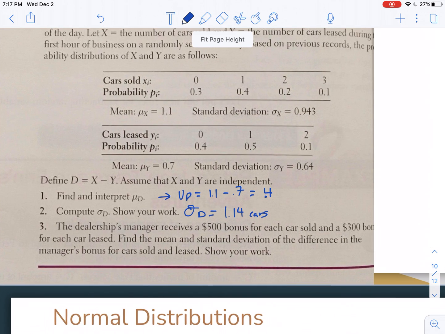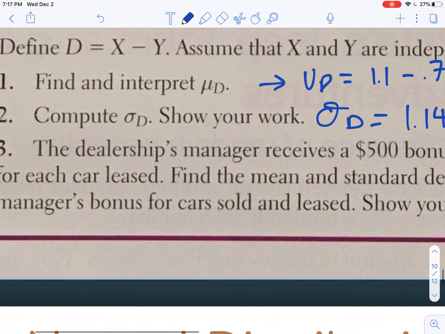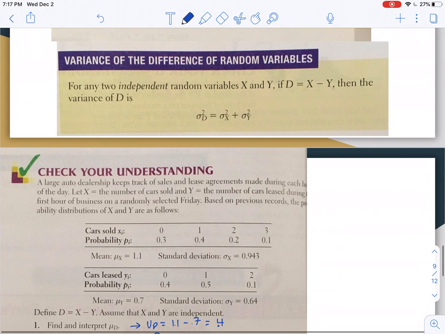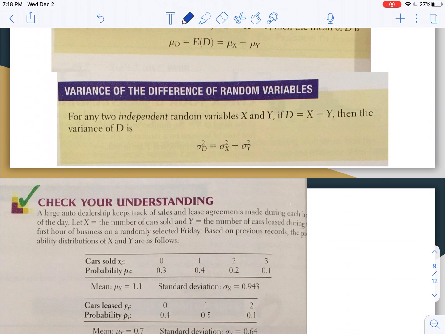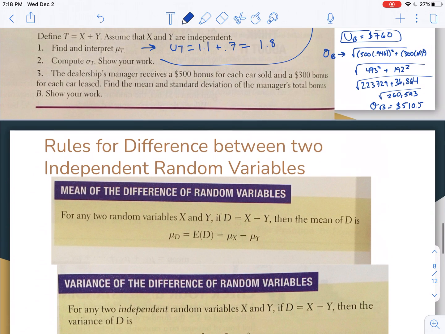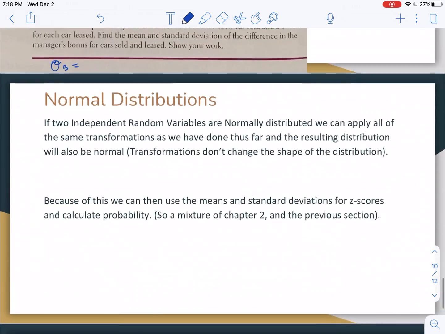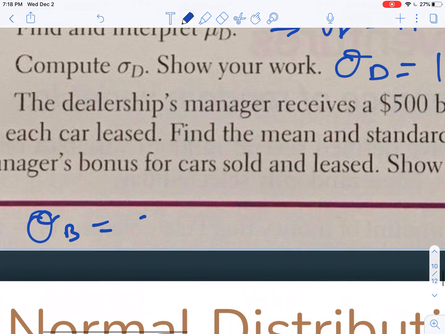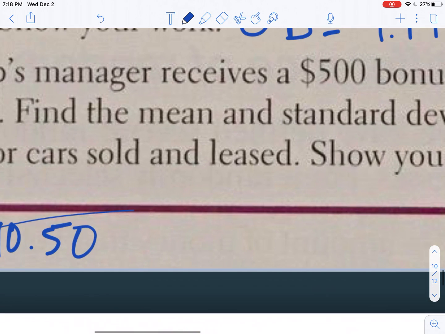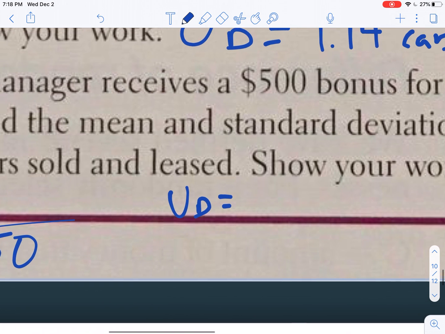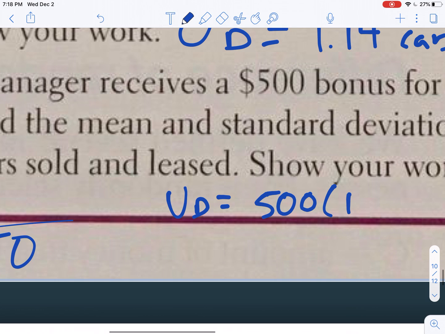All right. Again, this dealership manager with his bonus, $500 bonus for each car sold and $300 bonus for each car leased. Find the mean and standard deviation of the difference. So right away, I'm just going to go ahead, the standard deviation here. So we'll call this again the standard deviation of the bonus. It is unchanged because the variance rules are the exact same variance rules because that range is the same. We would do all that same multiplication. So I can say that the standard deviation of the bonus is going to be $510 for this difference.